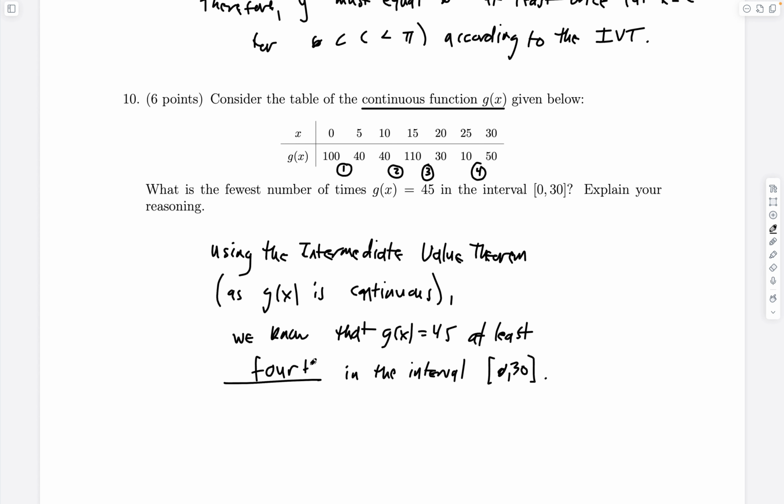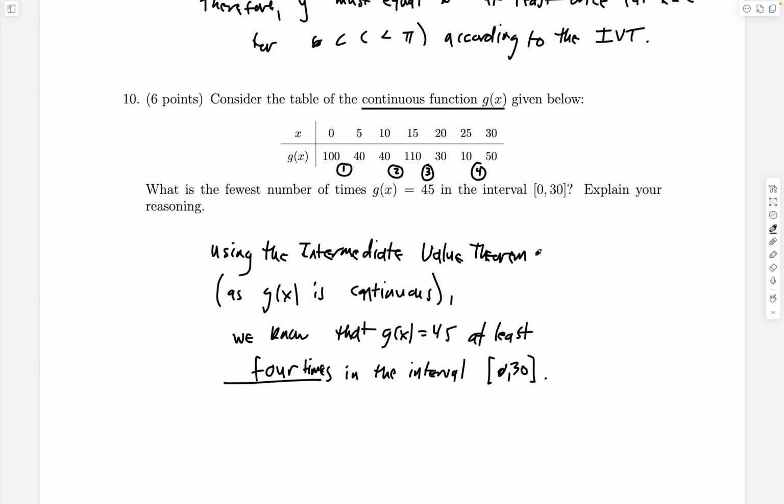So using the intermediate value theorem, knowing that g of x is continuous, we can say that my function g of x would be equal to 45 at least 4 times on the interval 0 to 30, based on the table, okay?